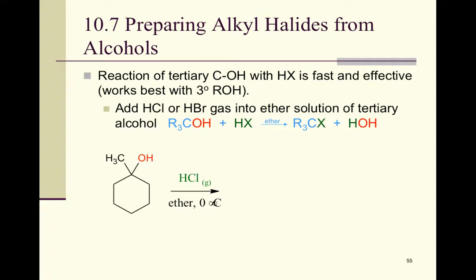The reaction of a tertiary alcohol with HX is fast and effective. So this is best with tertiary alcohols. Adding HCl or HBr gas into an ether solution of a tertiary alcohol gives us a substitution of the OH group with that halogen. The reaction conditions needed aren't just ether.